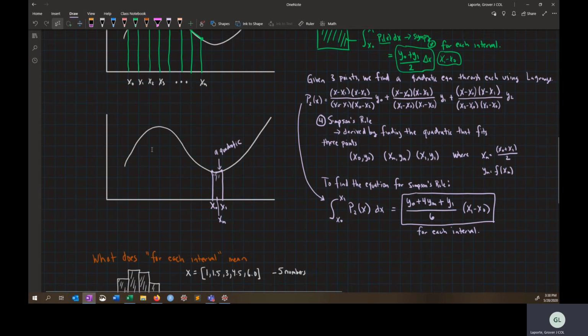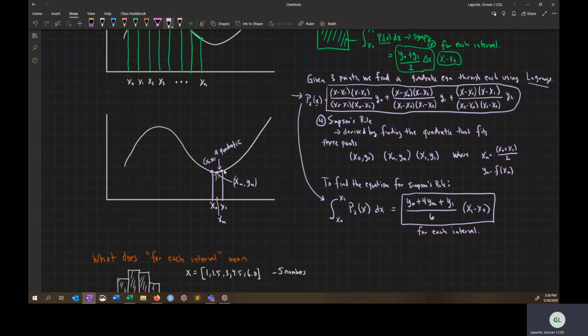Now we get a little bit trickier. We integrate a quadratic. So that's this P2, this other Lagrange polynomial. So we're going to use another Lagrange polynomial. This is my x, and this would be a quadratic. So this polynomial here is defining a quadratic function. It's going to go through x0, so x0 comma y0. It's going to go through that point, which would be xm comma ym, and it would go through this point as well, which would be x1 comma y1.